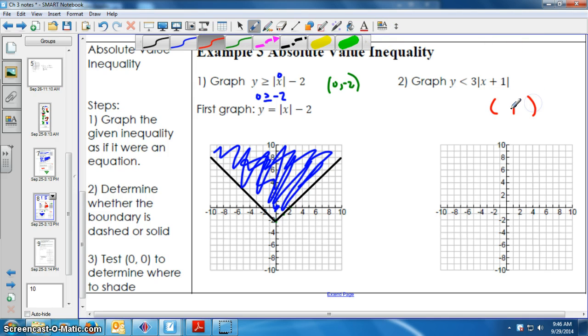Go ahead and try the next one on your own. Remember to come up with the starting point and then use your slope of 3, and this is going to be a dashed V. And then shade. So pause, try that one, and then check your answer.